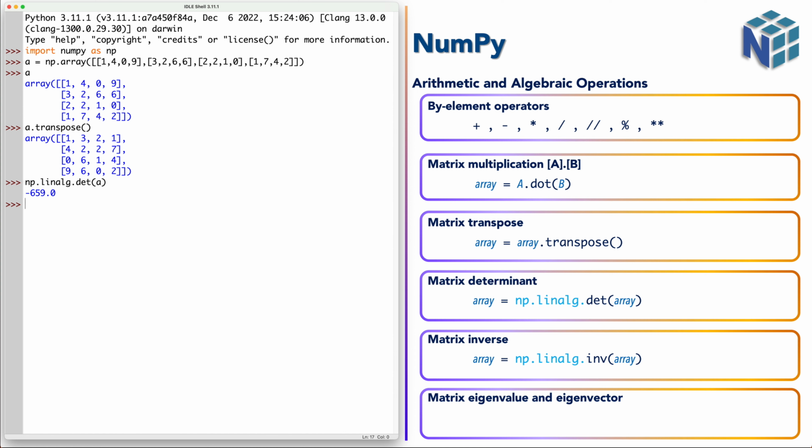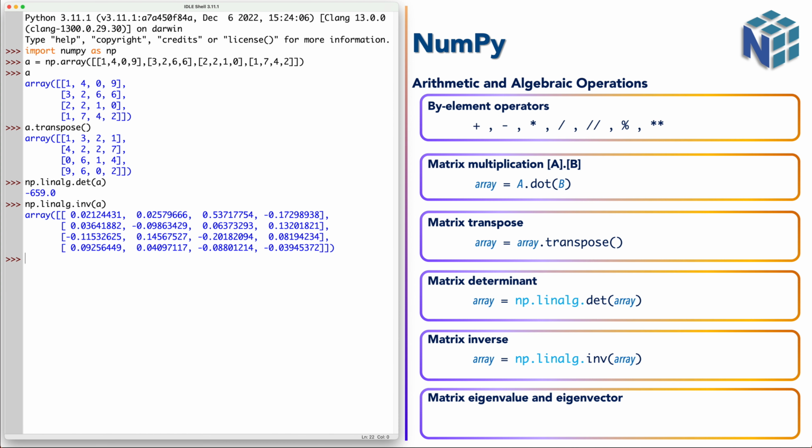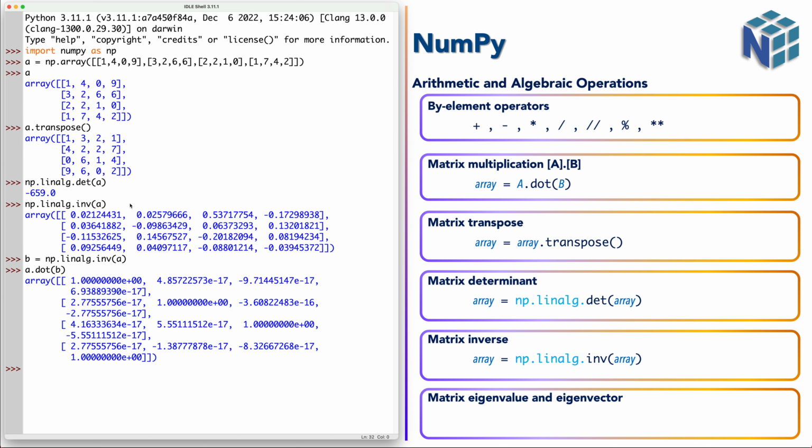The inverse matrix can be found by using the function inv from, again, the linear algebra module. Let's try it here. So this is the inverse matrix of A. In order to be sure, let's do something simple, and let's multiply A by its inverse. We got the identity matrix.